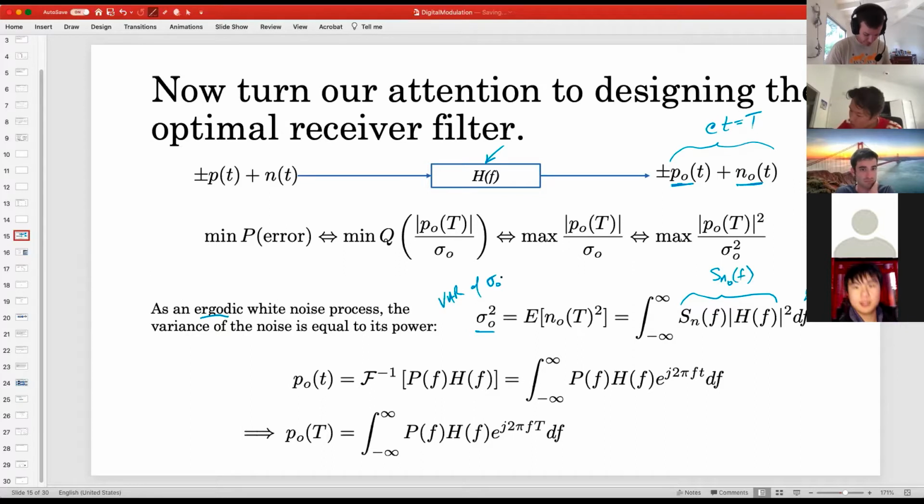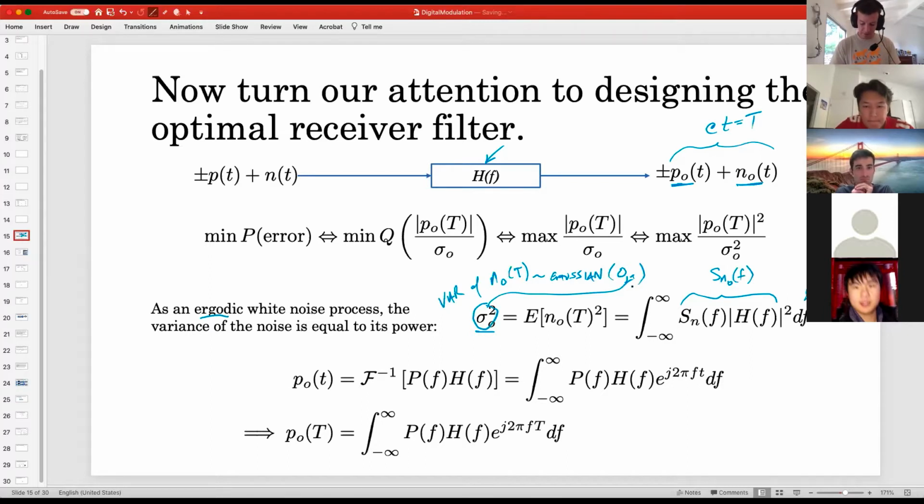Okay, so this is the variance of sigma O. Oh, sorry, a variance. That is a circular definition, isn't it? This is the variance of n_O at T. So if it's a Gaussian process, at every sample we have a Gaussian random variable. And if you pass a Gaussian process through a filter, you're going to get another Gaussian process. So this is Gaussian, zero mean, and variance sigma_O squared. Okay.